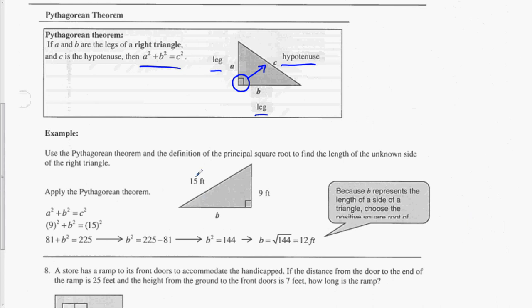So what I could give you is 2 sides, and I'm asking for the 3rd side. So in this example, they gave us the hypotenuse. Hypotenuse is always c. The legs are always a and b. So on this one, b squared plus 9 squared equals 15 squared. And you can see how they worked it out. 81 plus b squared equals 225. They subtracted 81 from both sides. So b squared equals 144. To figure out b, take the square root of 144, and that gives me 12. So my missing side is 12.